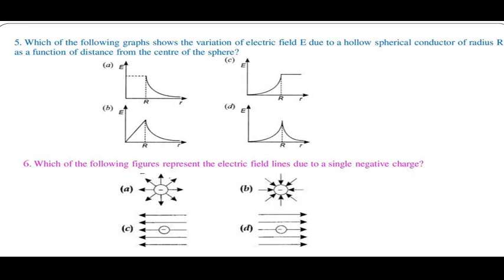Question number 6. Which of the following figures represents the electric field lines due to a single negative charge? In image A, electric lines of force are pointing radially outwards. In image B, electric lines of force are pointing radially inwards. In image C, electric lines of force are parallel to each other pointing along negative x-axis. In image D, electric lines of force are parallel pointing along positive x-axis.